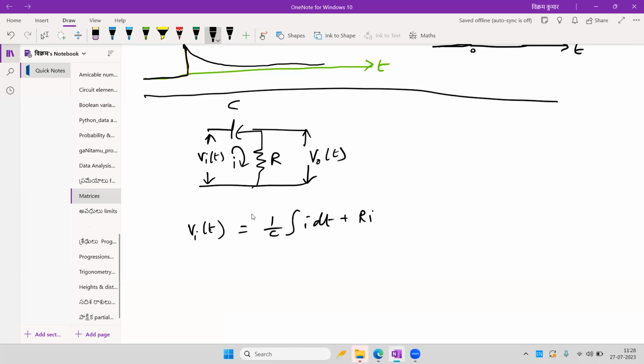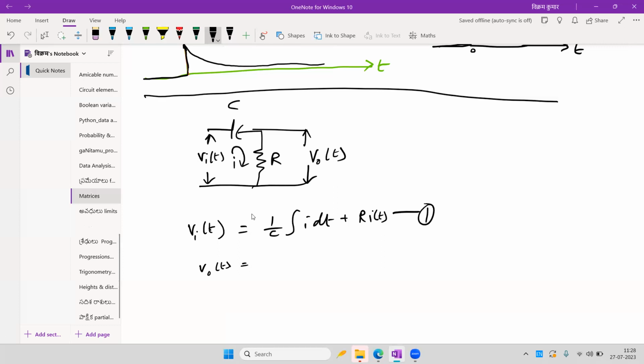That one is a low pass filter. And high pass filter is what? Here the output we are taking across the resistor. See, where we are taking the output will decide whether it is high pass or low pass. So here the first equation is again the same, but the second equation will become different.